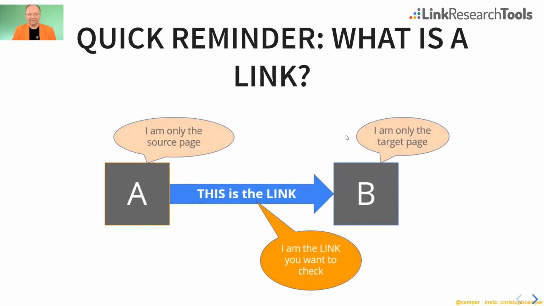So, what is a link? A link is a connection from A to B. And usually SEO tools show you something that looks like links, but they really only show you the source page. And also we as SEOs usually refer to links and say, that's a nice link there. And we point at the source page with our finger, and we point at the anchor text.